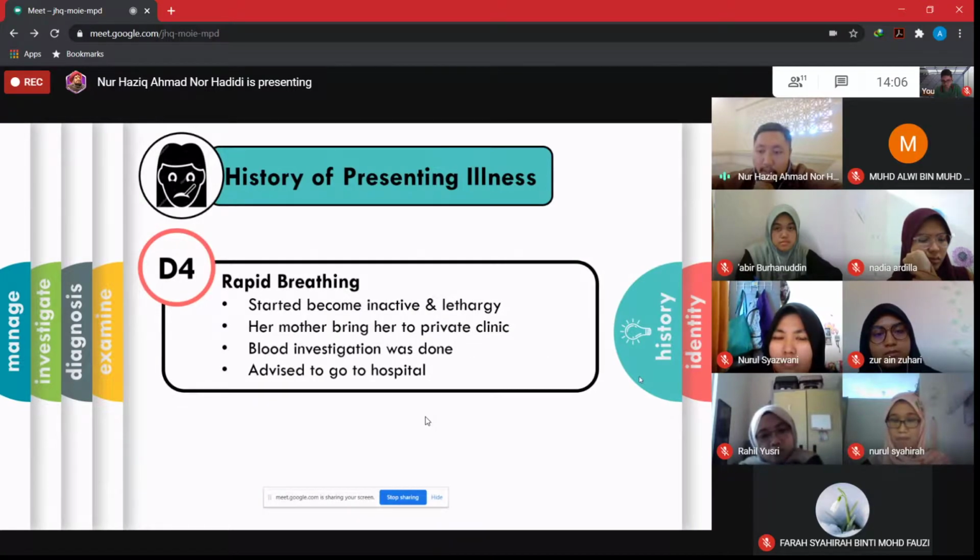So on day 4 of illness, he started to have rapid breathing that is associated with noisy breathing and nasal flare. His mother also noticed slight abdominal distension on his body, and he also became more inactive and lethargic during that day.